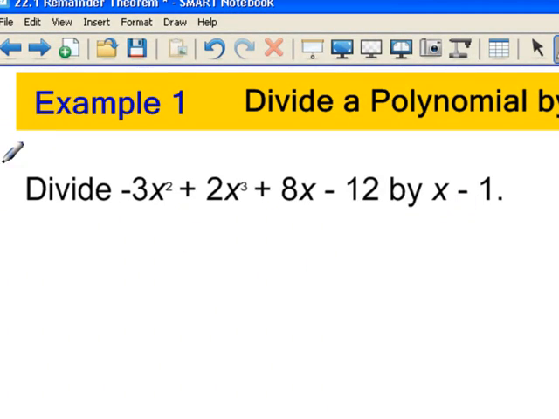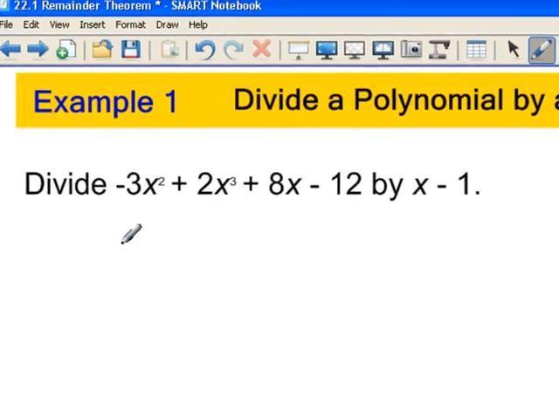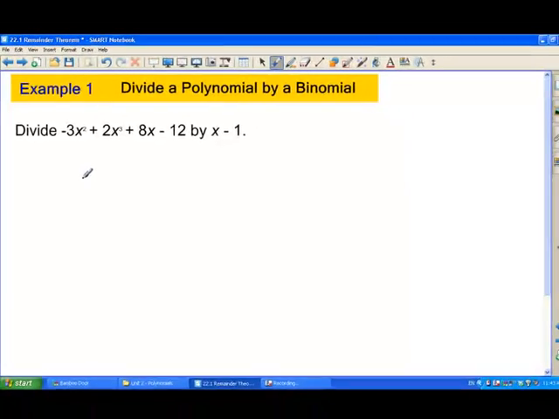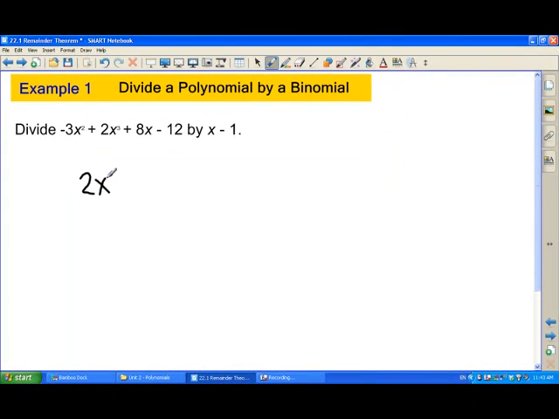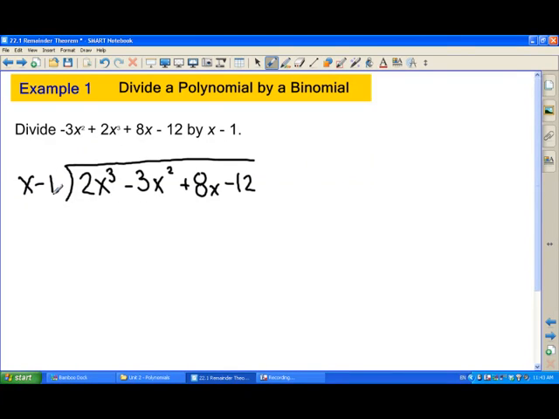The first thing we need to do is rewrite our polynomial in order of descending power. So I'm going to rewrite my polynomial as 2x cubed minus 3x squared plus 8x minus 12. So I've written it in descending power, so the largest power is first and it goes down in order. And I'm dividing this by x minus 1. Okay, so I've set this up like a division question.